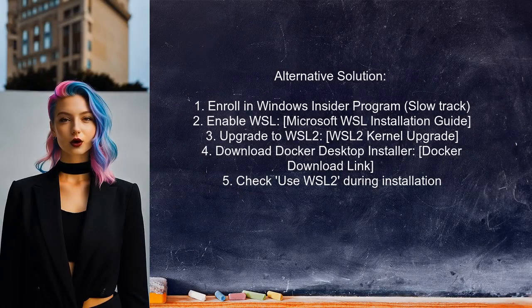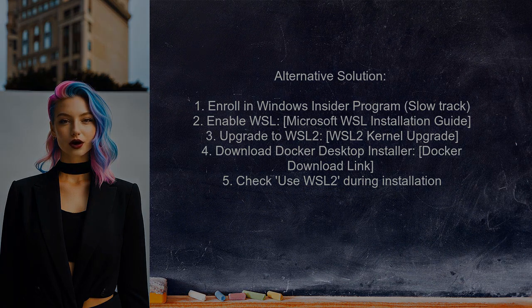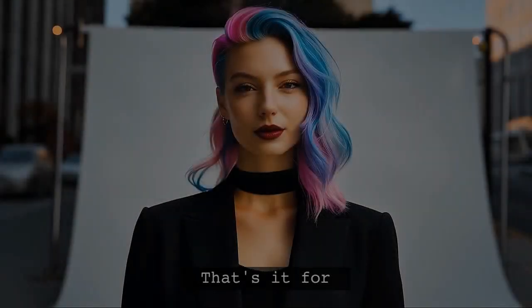An alternative solution for installing Docker on Windows 10 Home Edition is to use WSL2 or Windows Subsystem for Linux. First, enroll in the Windows Insider program on the slow track. Then, enable WSL by following the instructions on the Microsoft website. Next, upgrade to WSL2 using the provided link. After that, download the Docker Desktop installer that supports WSL2. Finally, make sure to check the boxes to use WSL2 instead of Hyper-V during installation. That's it for that response.